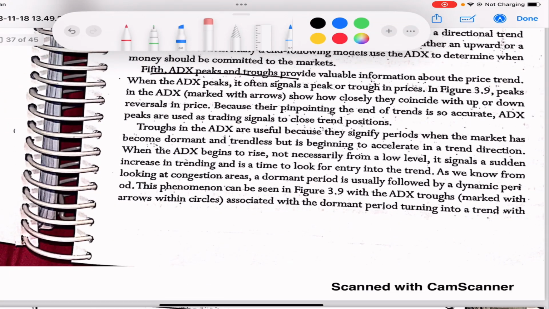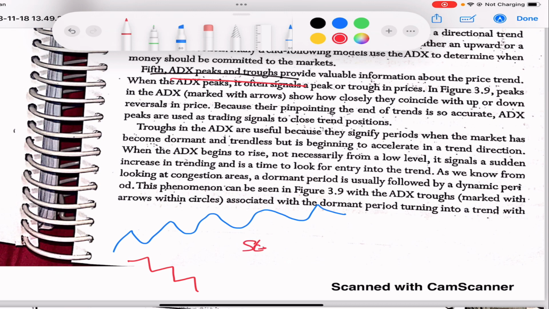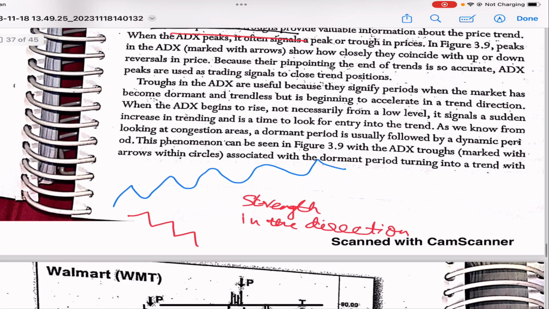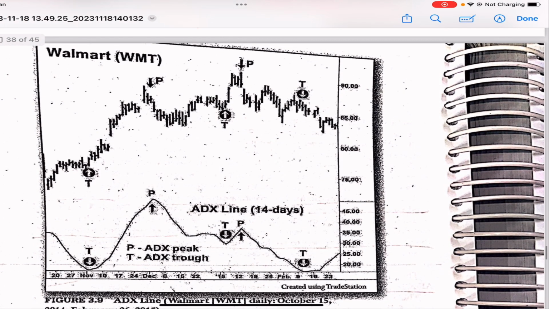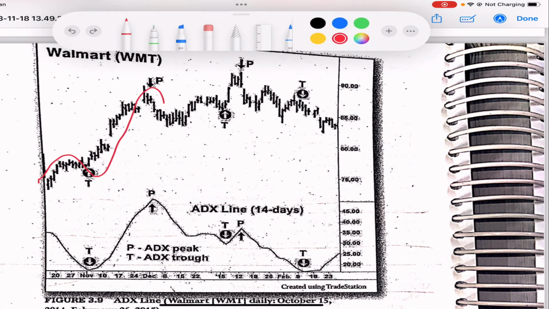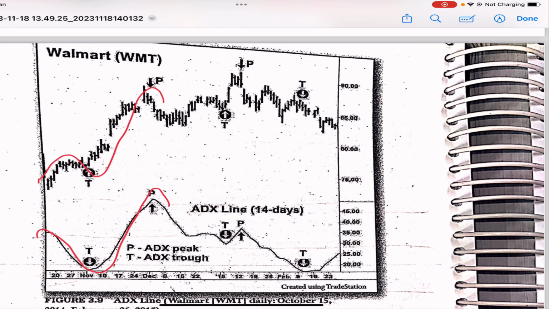ADX peaks and troughs also provide valuable information. Now, what do they mean by that? Let's say the price is creating higher highs and higher lows, showing an uptrend, but the ADX is creating lower highs and lower lows. That shows that the strength in the direction is now weak. Because of this dilemma of opposite directions, we can already understand that the price is going to reverse. That's what they are saying. You can see the price troughs and peaks, and the ADX is going to follow. And the moment they don't coordinate together, you need to know that there might be a reversal in the particular price action.